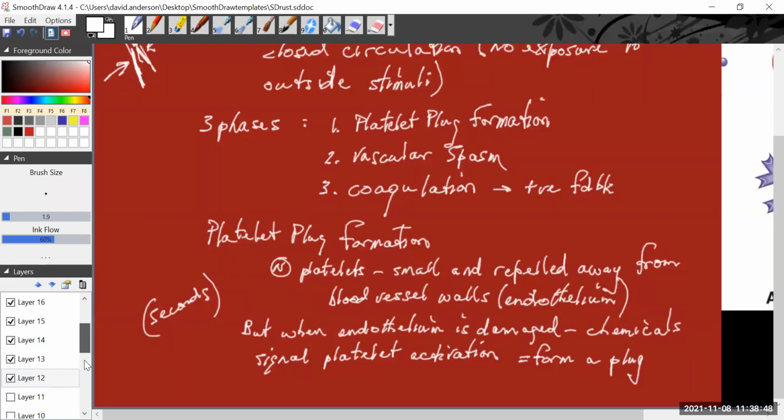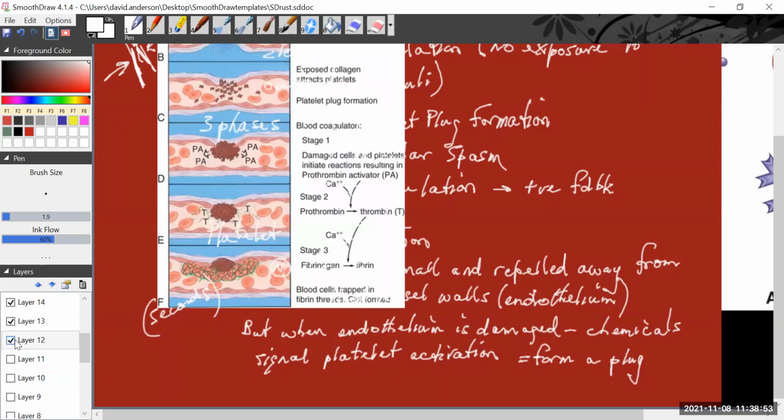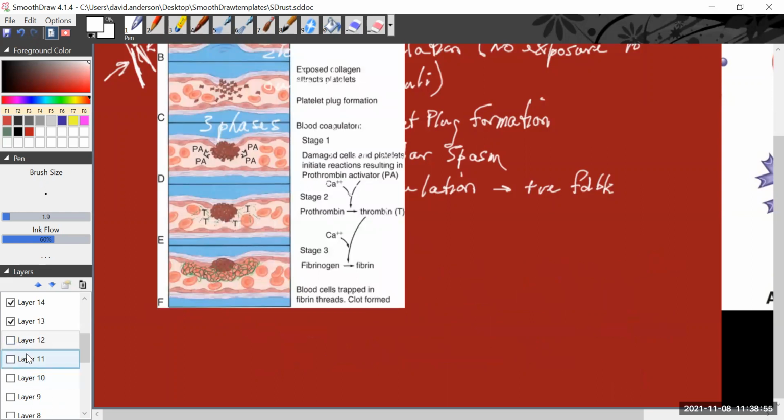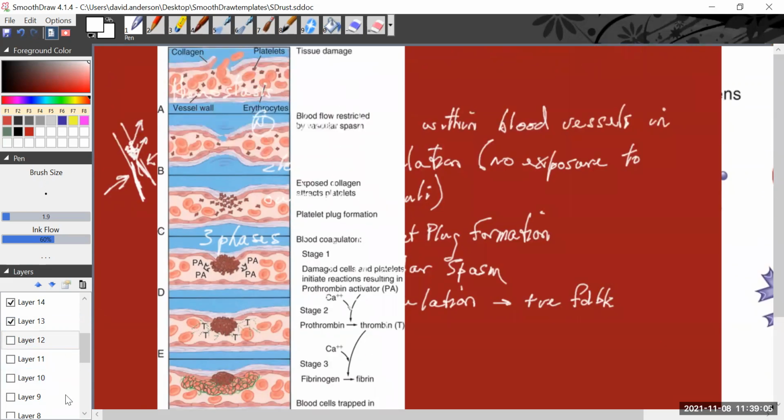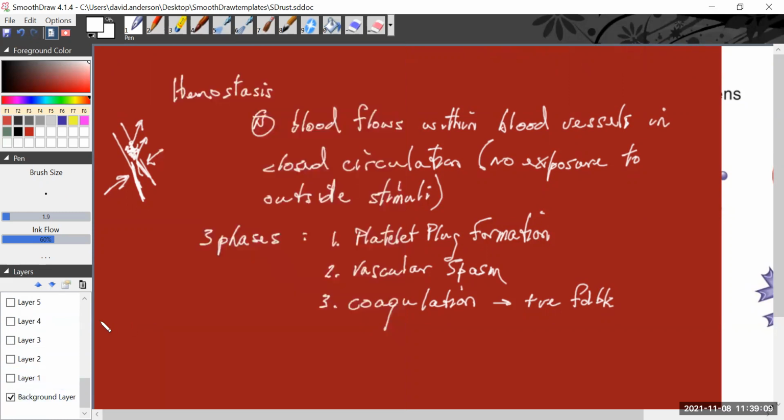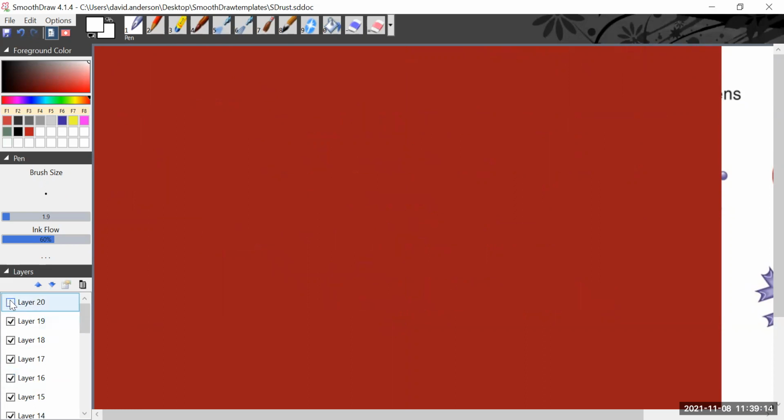Now I'm having trouble getting rid of this for some reason. Hemostasis. That would be why we got onto the wrong layer. Okay. So let's get back to where we were.